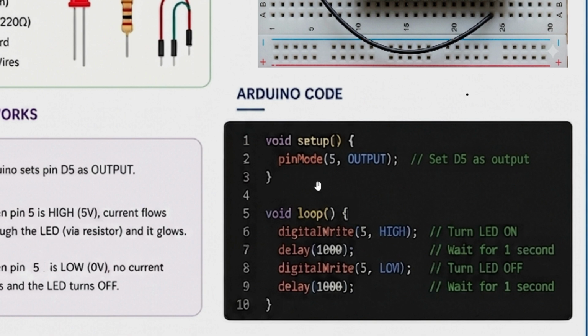Then we will try to understand the code required for this LED on off. Firstly, we require two functions, setup and loop. In setup we declare pin 5 as output pin, and in loop we use digitalWrite pin 5 high, so it sends a high signal to pin number 5.